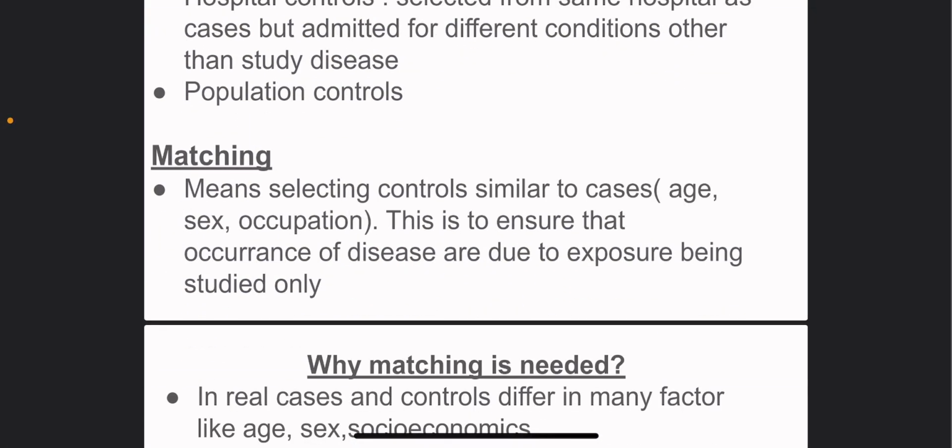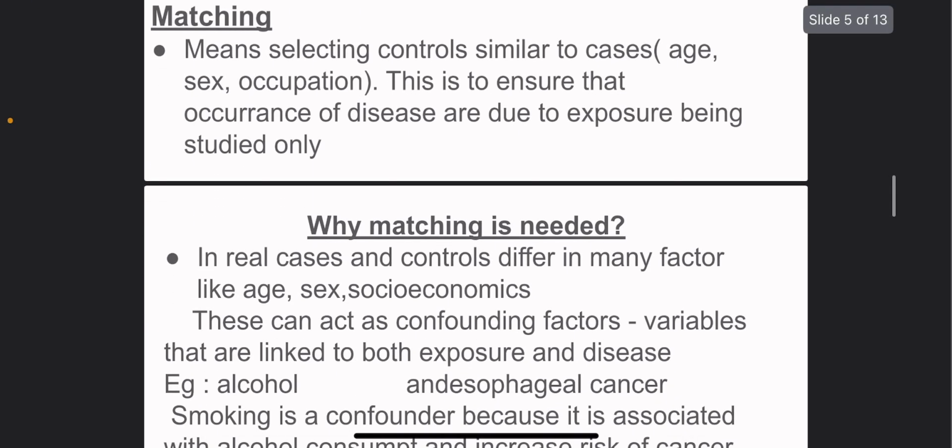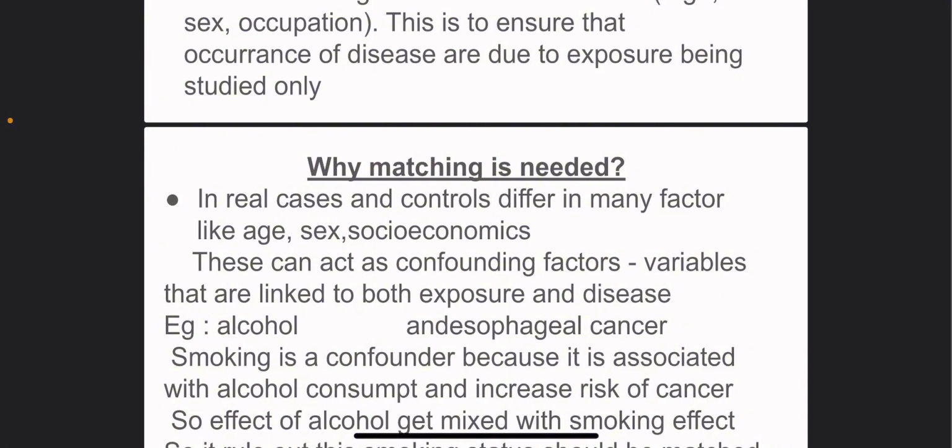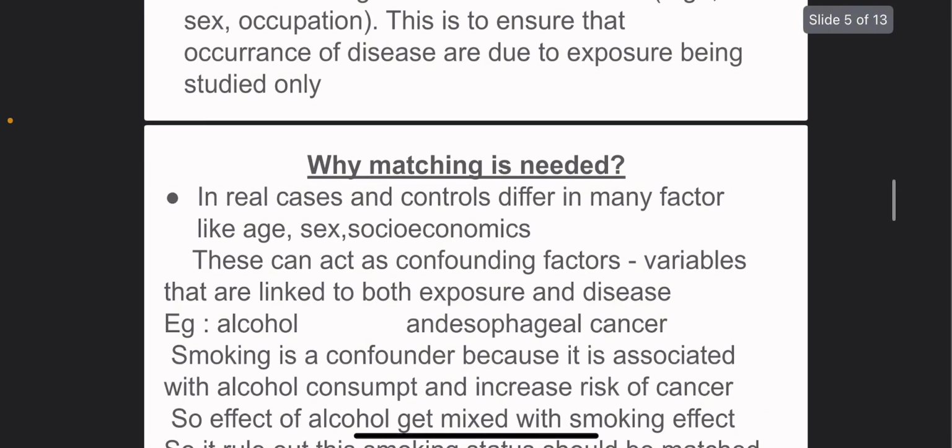Second step is matching. It means selecting controls similar to cases in characteristics like age, sex, occupation, socioeconomic status, etc. This is to ensure that the occurrence of the disease is due to the exposure being studied only and not due to any other factors. Okay, then why is matching needed? It is because in reality, cases and controls differ in many factors like age, sex, socioeconomic status, etc. It means that you can't select a control group which is similar in every characteristic as cases.